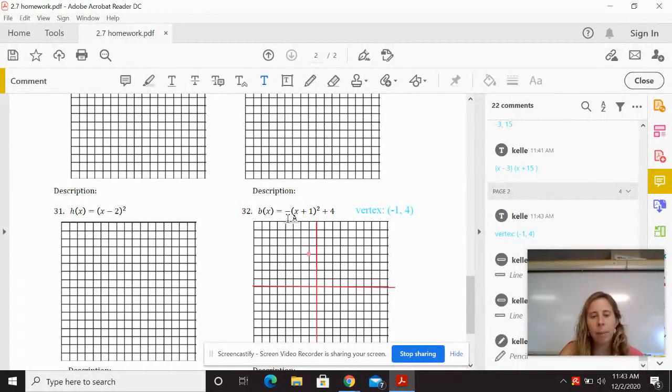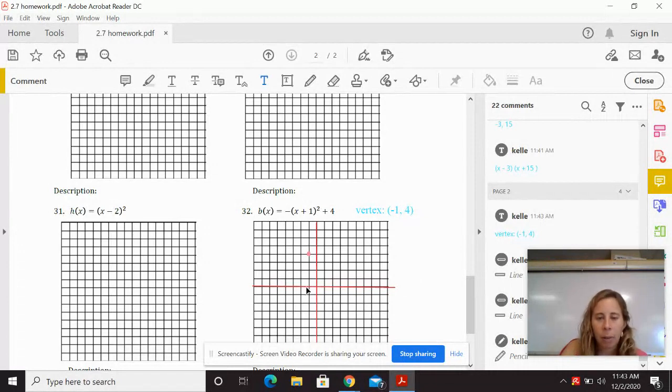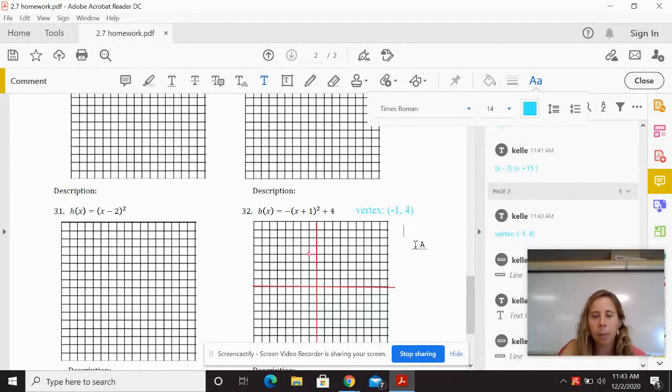This negative sign means that it's facing down. So my parabola is going to go down. All right. I'm just going to pick points on either side of my vertex. So this is x equals -1. Here I'll make a little table.